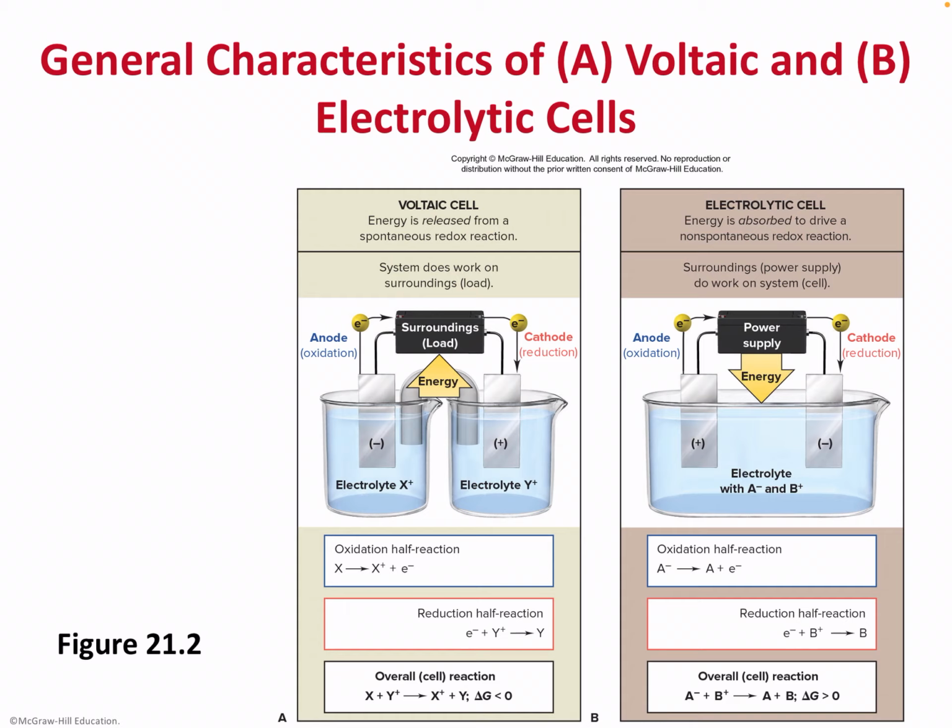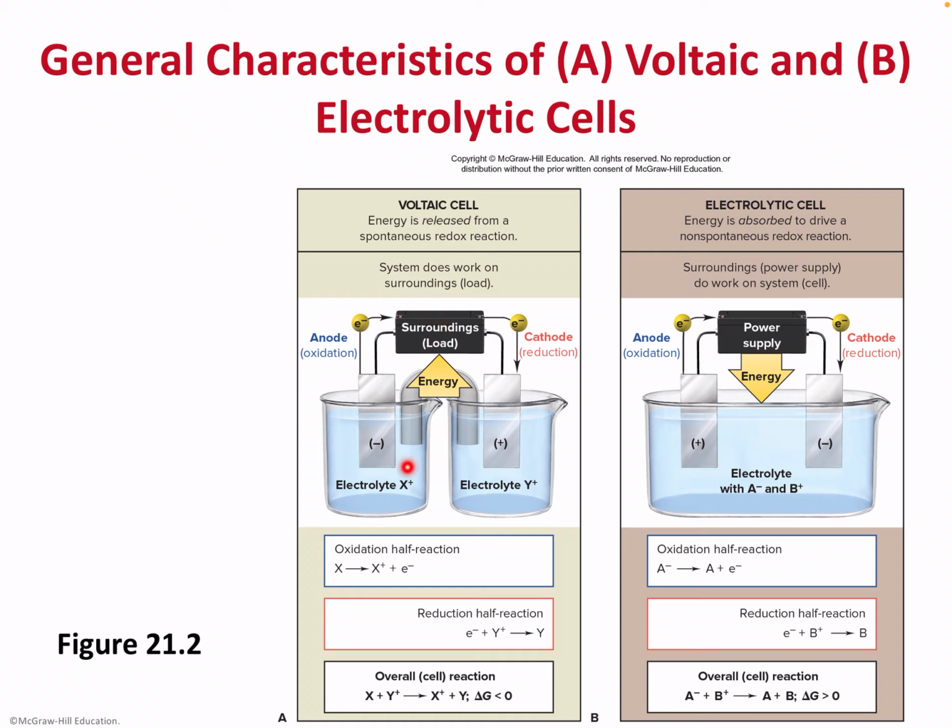And here are the characteristics of a voltaic and electrolytic cell. So what's the difference between the voltaic cell and electrolytic cell? Voltaic cell, it's a spontaneous reaction, delta G less than 0. Electrolytic cell, non-spontaneous, surroundings have to do the work, delta G greater than 0. So this is a voltaic cell. Energy is released from a spontaneous redox reaction, and the system does work on the surroundings.